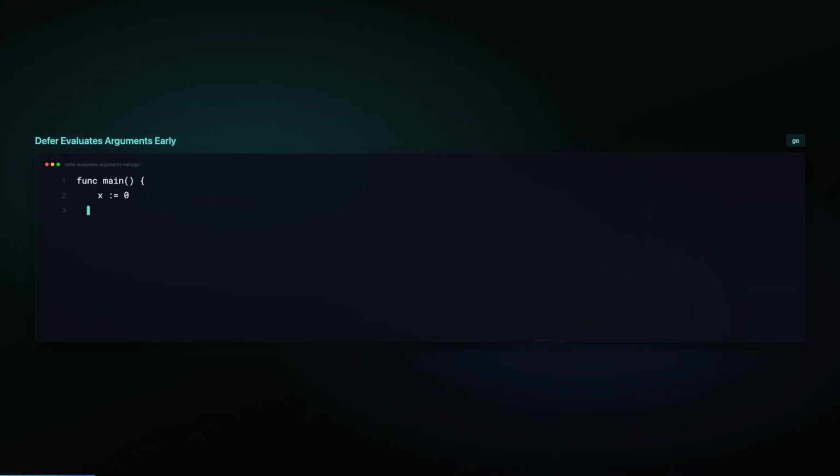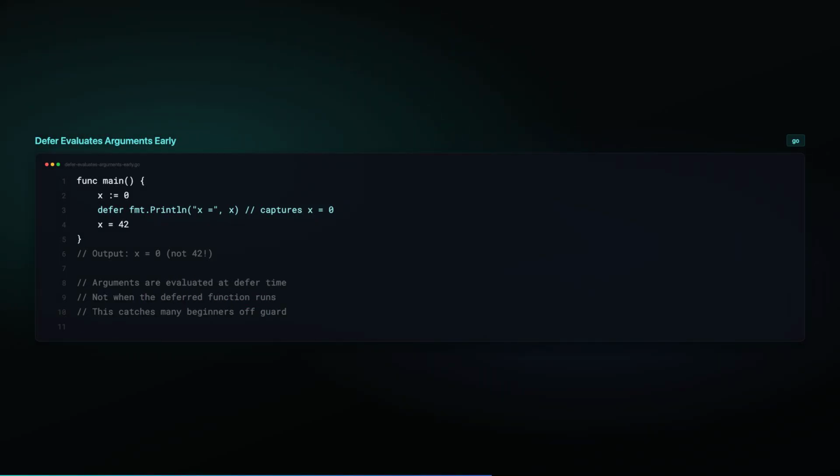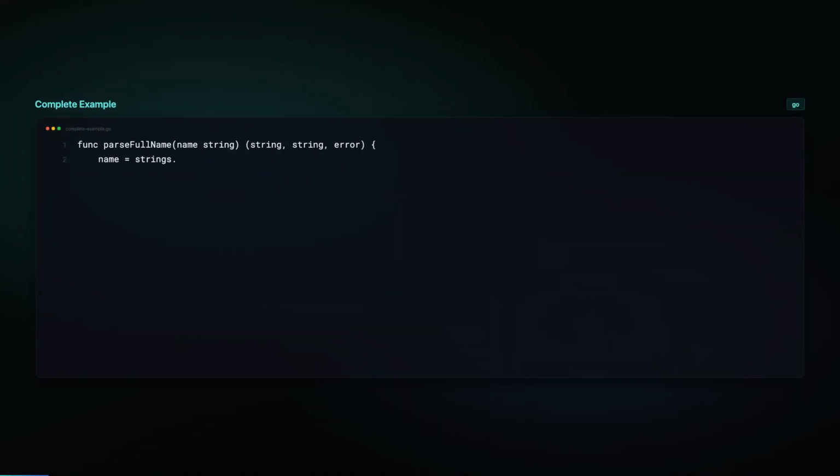Deferred function arguments are evaluated when defer runs, not when the function executes. If you defer Println of x and then change x, it prints the old value. Keep this in mind. Here is a complete example.